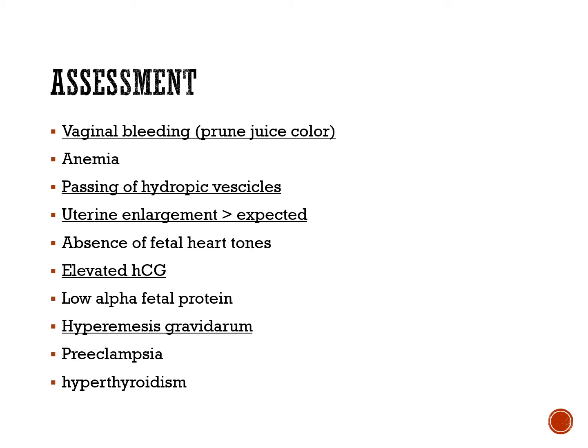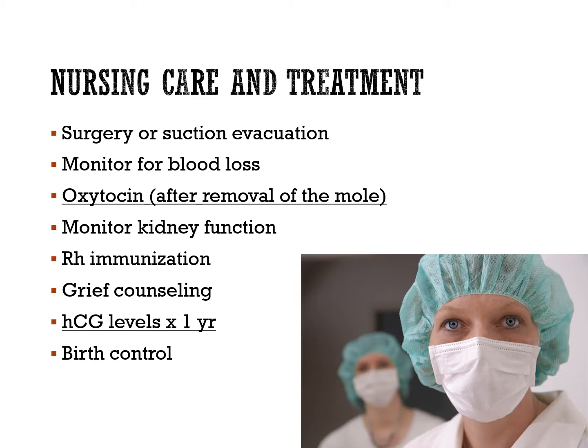They are at higher risk of preeclampsia and hyperthyroidism due to production of thyrotropin by the molar tissue. What are we going to do for this mom who comes in with a molar pregnancy? So they're going to have surgery or a suction D&C. You're going to monitor for blood loss. Sometimes you do have to give oxytocin after the removal of the mole.